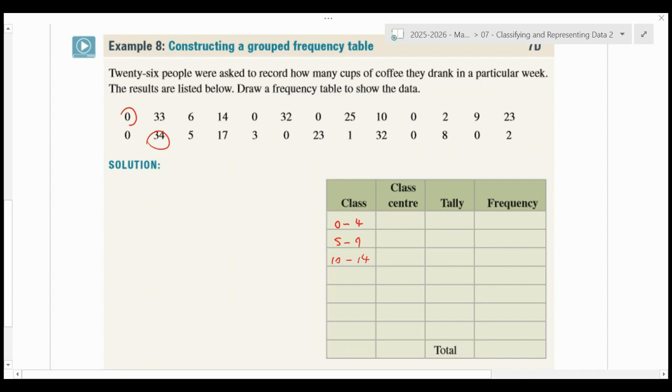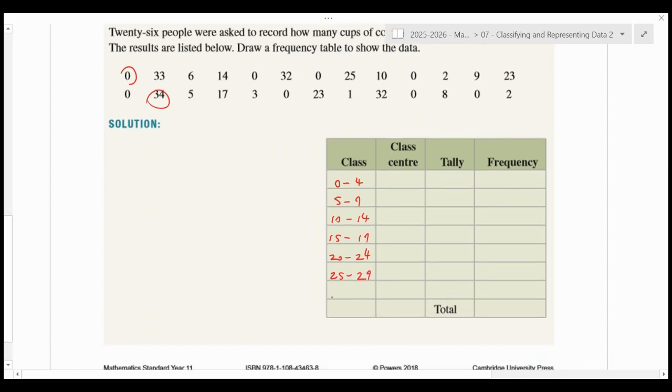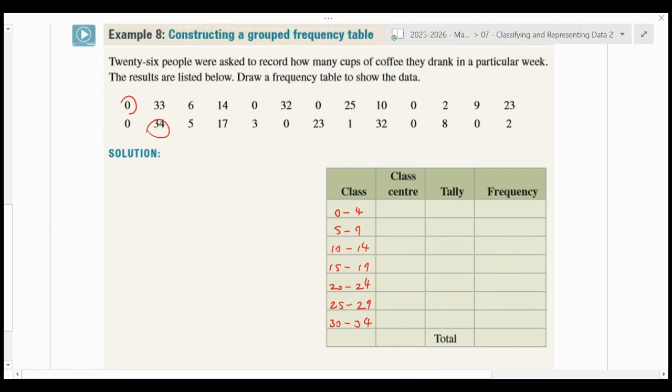You'll notice that this really only works with discrete data. You can, but it's a bit more complicated if you're going to have 9.5s, because then you've got to go from 5 to less than 10 and things like that. But at the moment, we've got discrete data, so it's nice and easy. So it's 20 to 24, 25 to 29, 30 to 34. And so that's all we need.